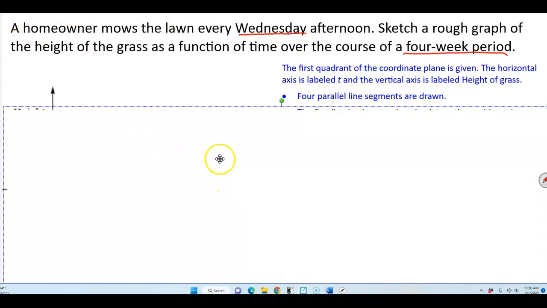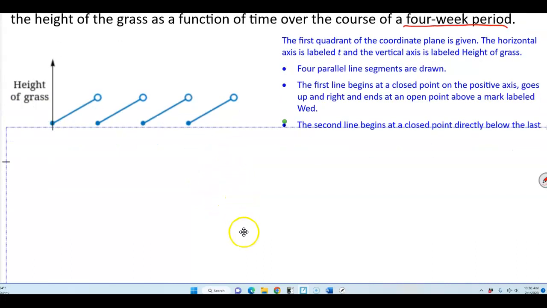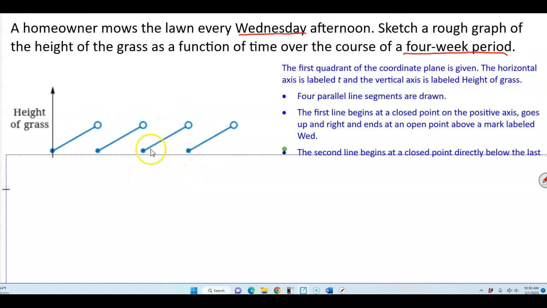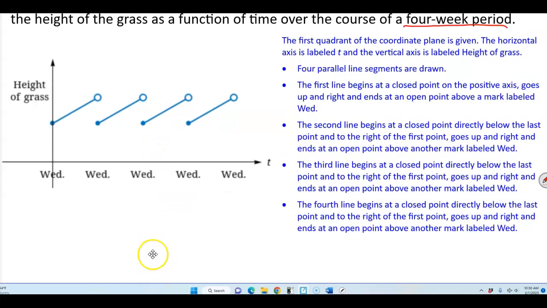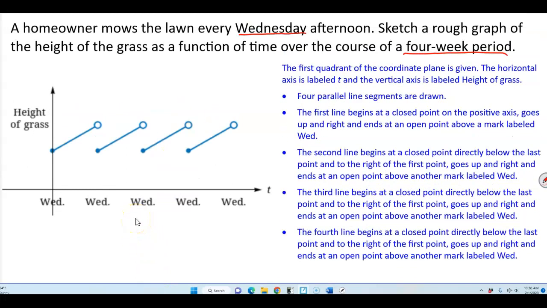Okay, so since we know that it's a 4-week period, we're going to have 4 segments that we need to use. So we have 4 parallel line segments that are drawn. Now again, the horizontal axis is labeled T, right? And the vertical axis is labeled the height of the grass. So again, here are your 4 weeks.